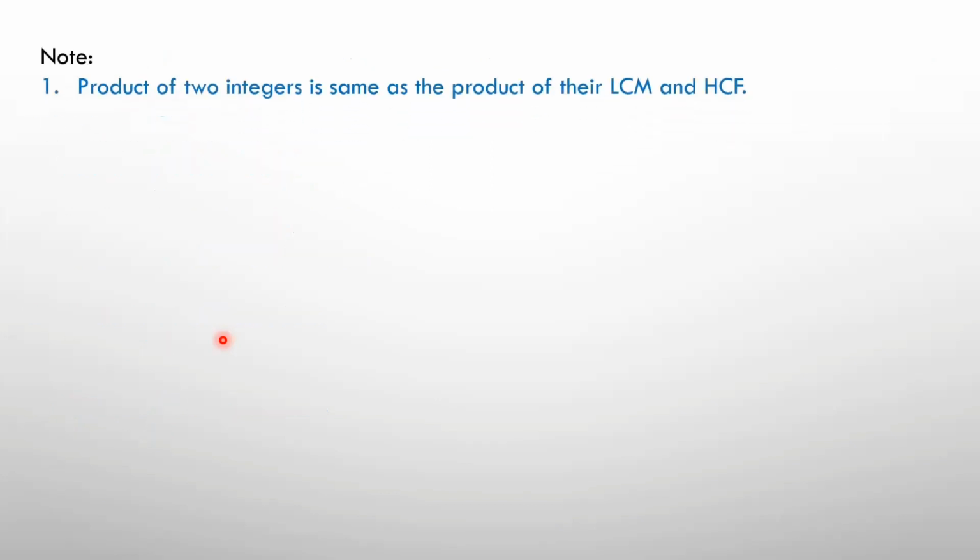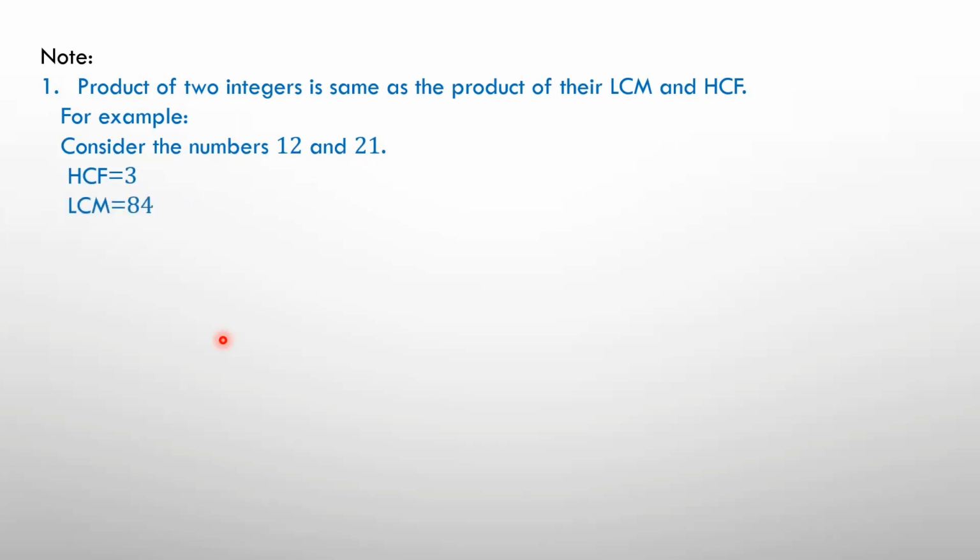Note that the product of two integers is the same as the product of their HCF and LCM. Means if we take the product of any two integers, it is equal to the product of its LCM and HCF. For example, consider the numbers 12 and 21. Its HCF, that is highest common factor, is 3 and LCM is 84. So the product of 12 and 21 should be equal to the product of HCF and LCM. That is, 12 into 21 should be equal to 3 into 84. It is equal. You can check.